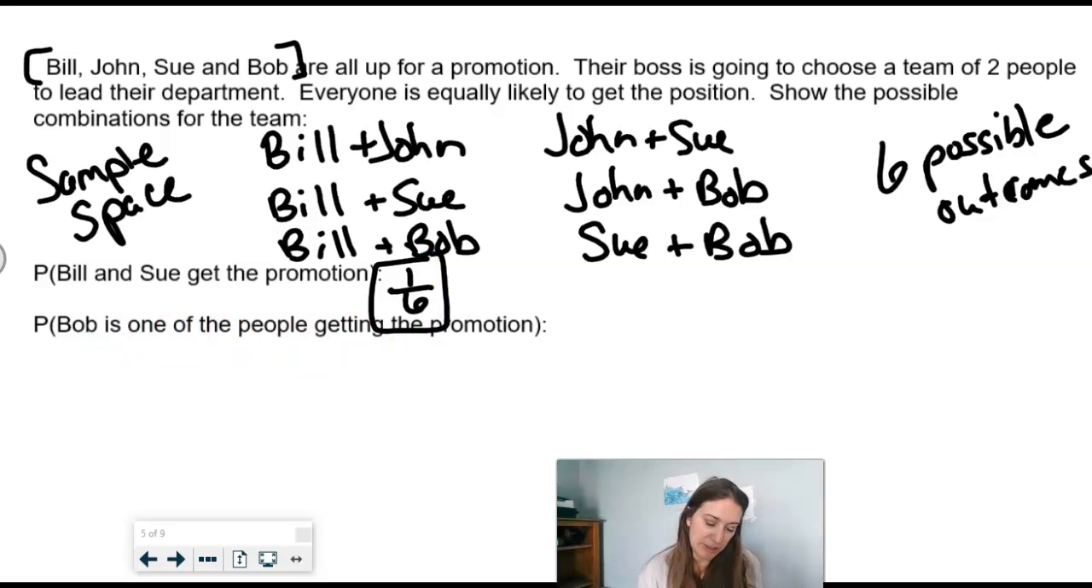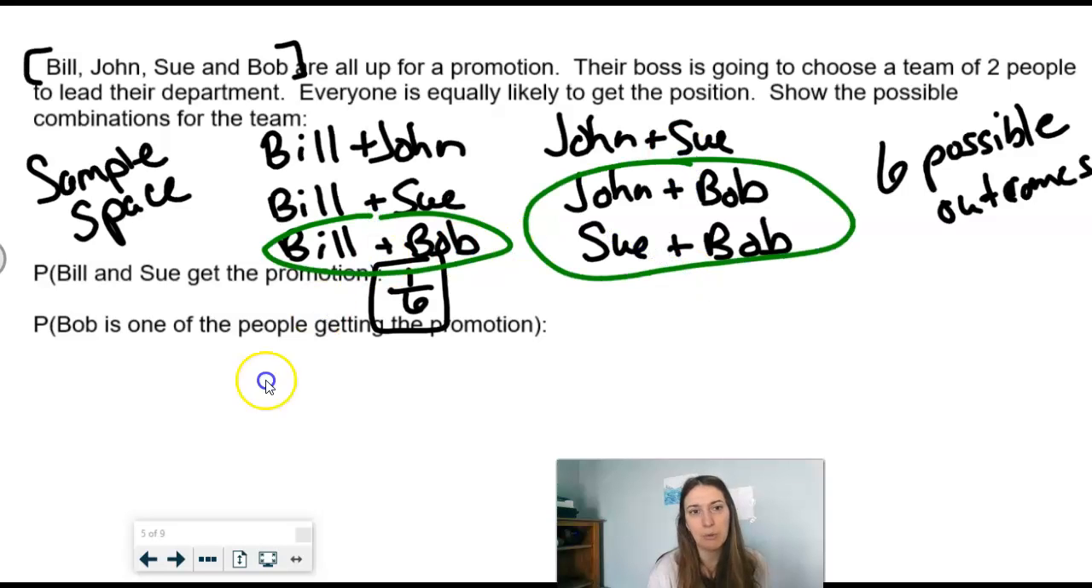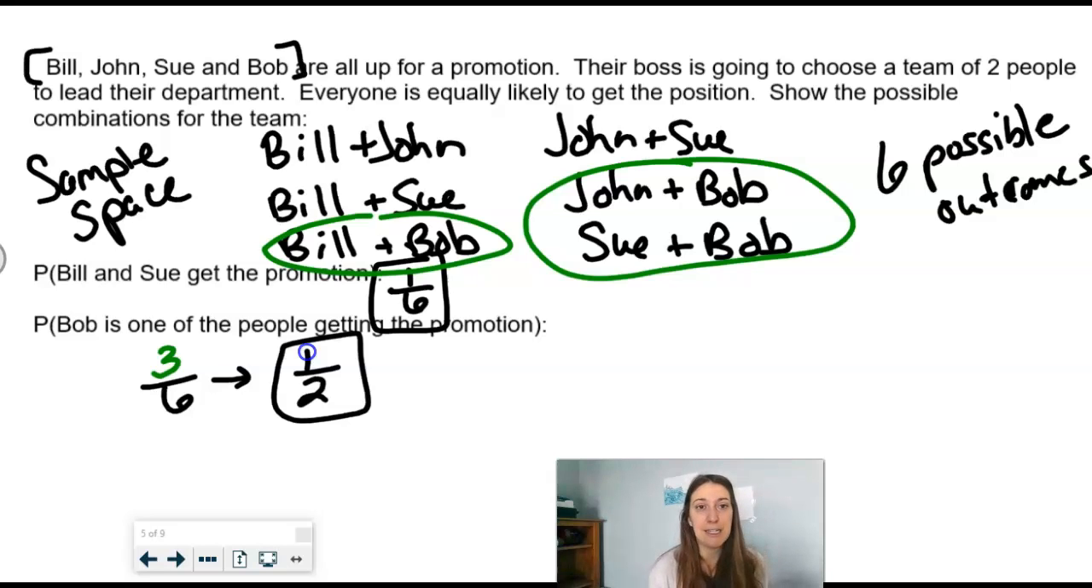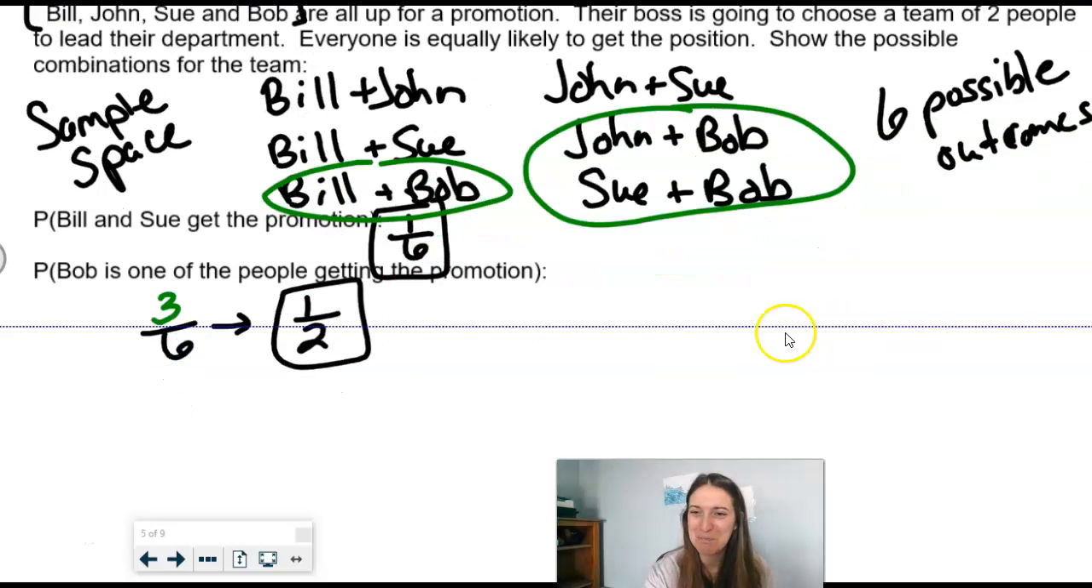And then the other question, and this notation, I don't think I covered this very well in the last slides, P and then parentheses is a way of saying what is the probability of this event occurring. So here, Bob is one of the people getting a promotion. So where does Bob fall in? So here's Bob, and here are Bob. So 3 out of the 6 teams, which of course we'd reduce to a 1/2. So Bob has a 50% chance of being on the team. And you know what, fun fact, so does everyone else. So I guess if Bob really wanted to be teamed up with one of the people, he'd have to look at that probability separately.